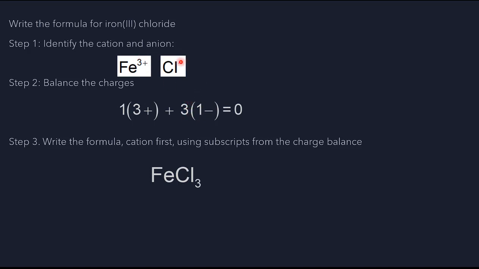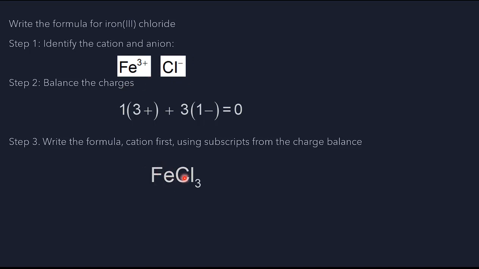A nice easy way to do this, guys, is to do what's called the crisscross. So you take the charge of the cation and crisscross it to go under the anion. So the 3 would come here, and you take the charge of the anion and crisscross it to the cation, so it becomes the subscript. So we would put a 3 here and a 1 there.